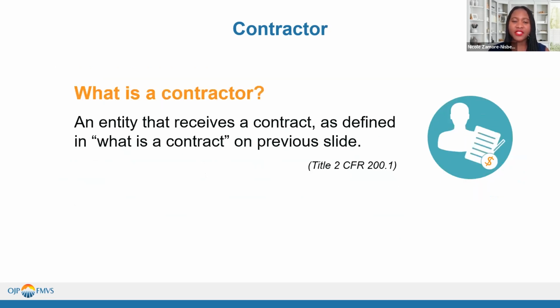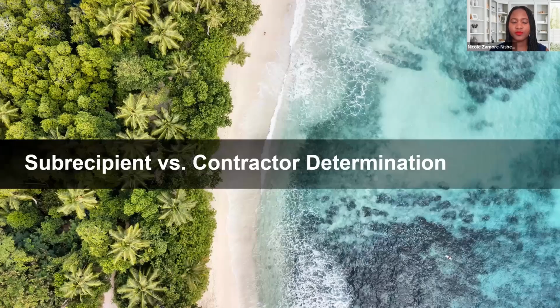The final definition we will review is contractor. And this is an entity that receives a contract as defined in the last slide. Next slide, please. Now we're going to review subrecipients versus a contractor in terms of determination. Next slide.